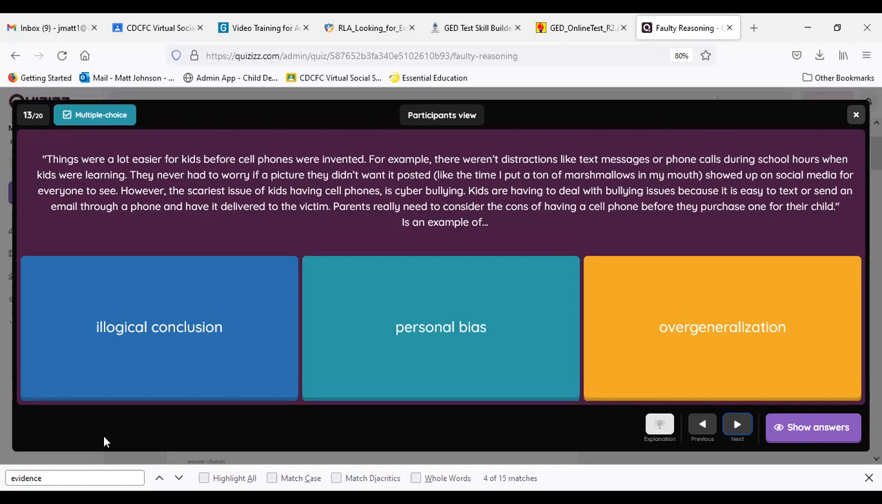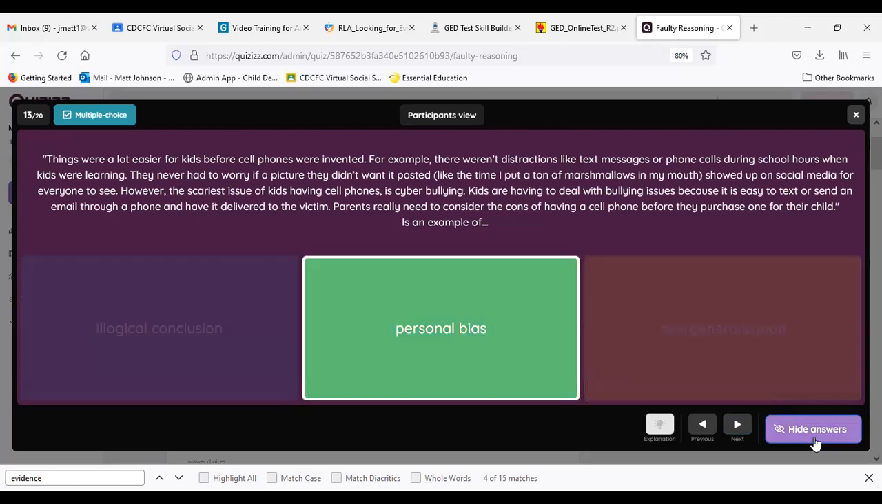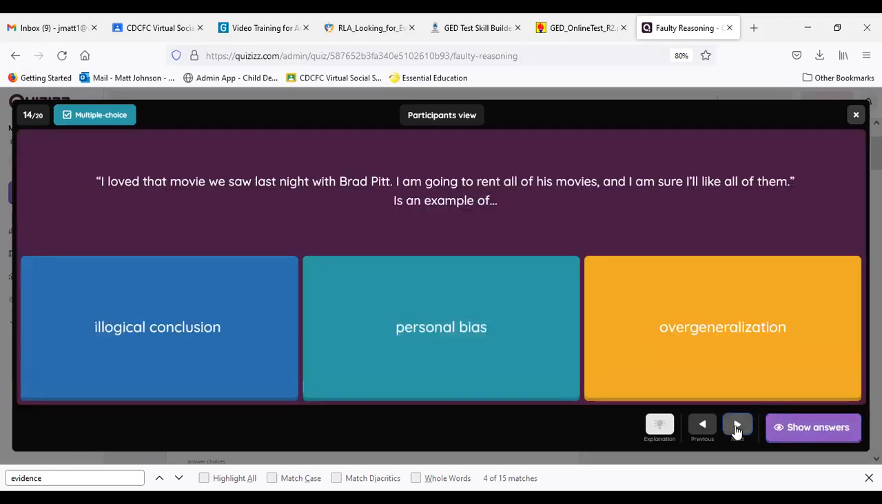The personal bias. Should be personal bias. Let's see. Yeah, so again, that's just a lot of opinion there. Nothing really fact-based. So that's something to look for here. Again, we could think of that as opinion. That's basically what personal bias is. So good job there. All right.